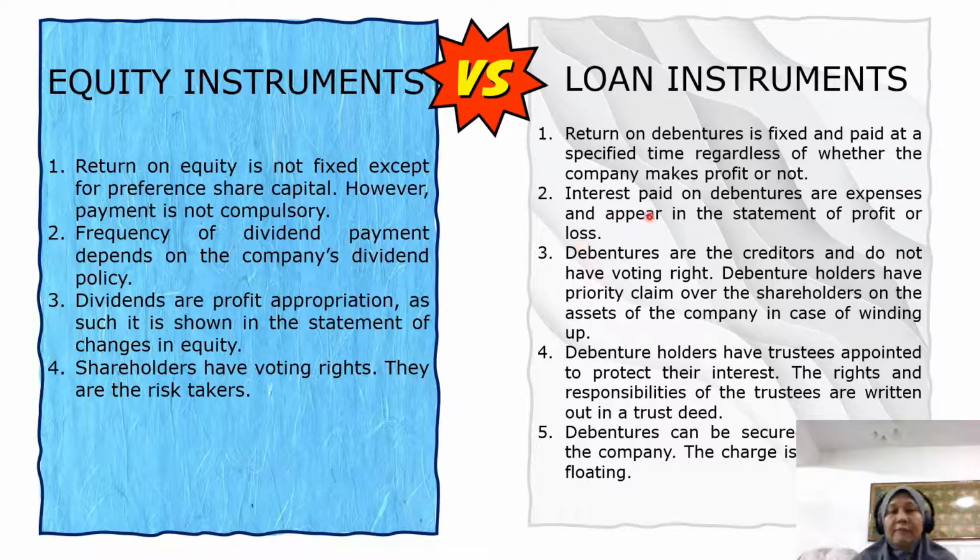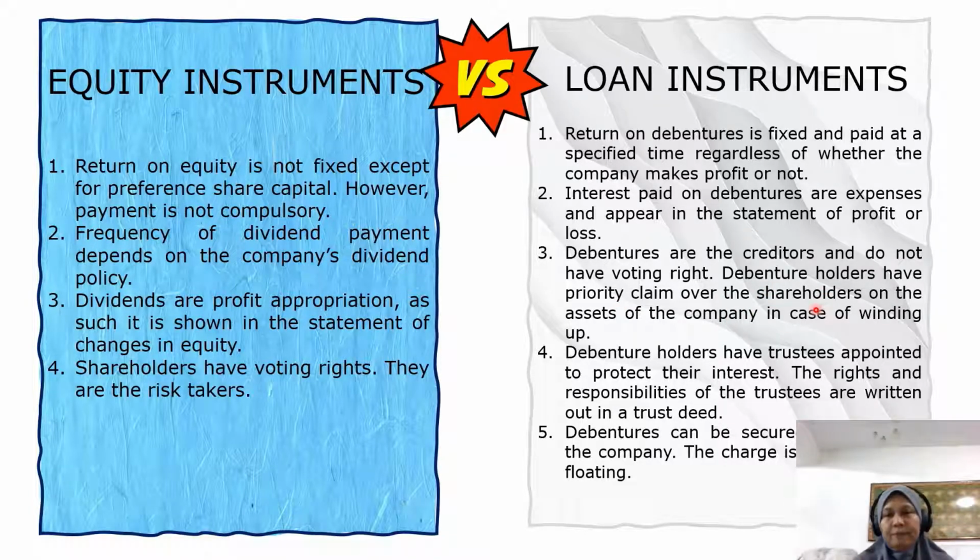Under finance costs. And the shareholders have voting rights, because they are the risk takers. But debenture holders are creditors, and as such, they do not have any voting right. However, they have priority to claim over the shareholders on the assets in the case of the company being wound up. If, let's say, the company goes bankrupt, the debentures have the priority claim over the assets of the company compared to shareholders.